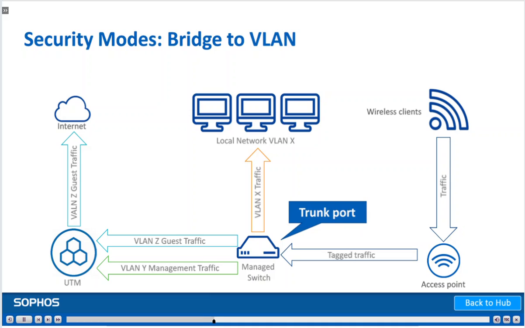Again, the XG Firewall still communicates with the access point for management and to collect logging, but it may not necessarily be involved in routing the traffic. Note that to broadcast a bridge to VLAN wireless network, the access point must be configured to use a VLAN for management traffic. The bridge to VLAN options only become available once you have set a VLAN for management.